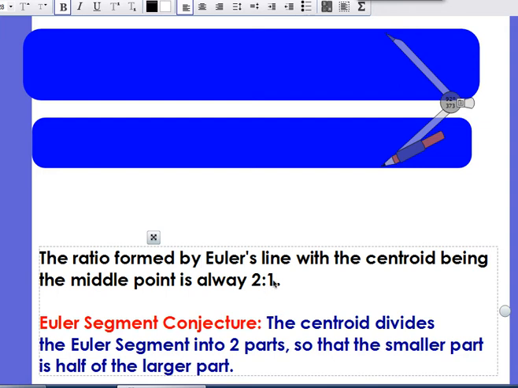You guys do need to know ratios. They write it just like this, 2 colon 1. That means the ratio is 2 to 1. And it basically is saying that the smaller part is half of the larger part. Use your compass, use a ruler, take a second, pause this video, and measure it to make sure you did it correctly.